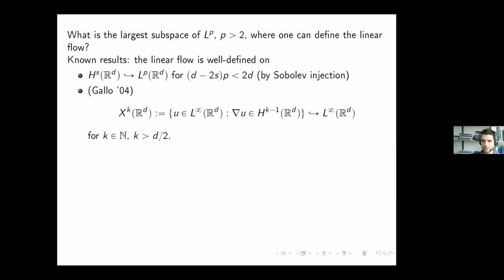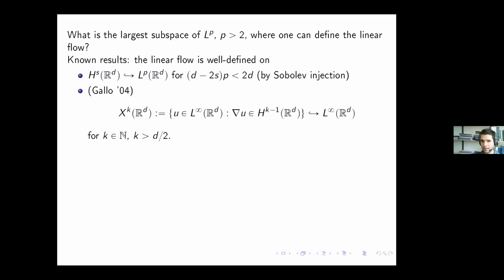Then there's this work of Gallot in 2004, where he considers functions which are just in L infinity, but whose gradient is in some Sobolev space H^(k-1). This k is chosen in such a way that the space H^k embeds in L infinity. So this condition, k greater than d over 2, you should recognize as the condition for the space H^k to embed in L infinity. Here you can have solutions which do not decay to 0, which can oscillate indefinitely when x goes to infinity. So it's already a much larger space.